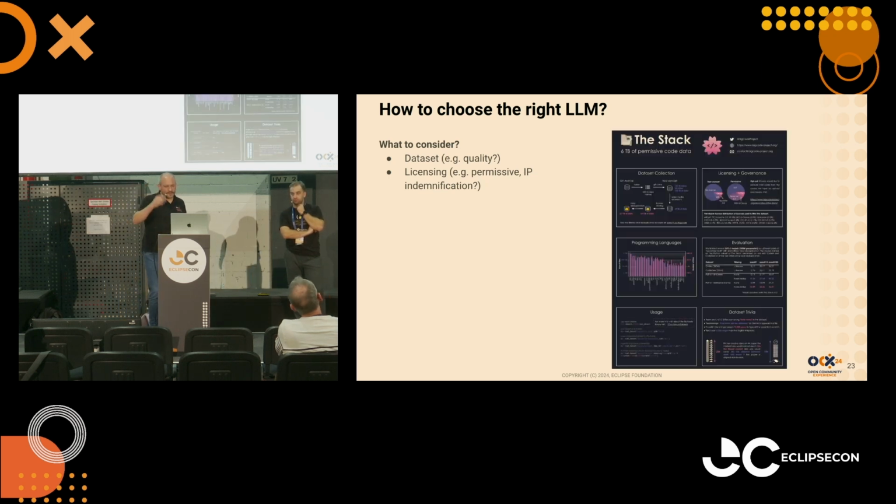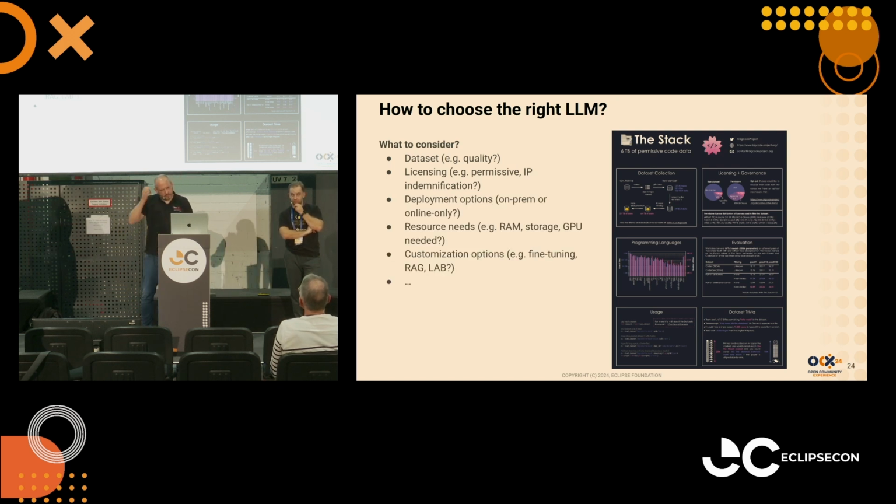One example is The Stack, which has 6 terabytes of permissive code data that can be used to train a model for code generation tasks. They basically went to GitHub, looked at the file extensions for the programming languages they wanted to assess, then looked at which permissive data we have, and from there they got some 6 terabytes of data, which you can now use for training your model on your own.